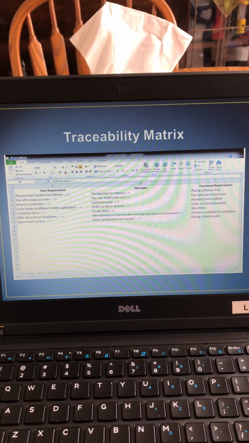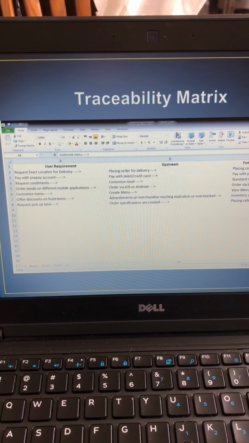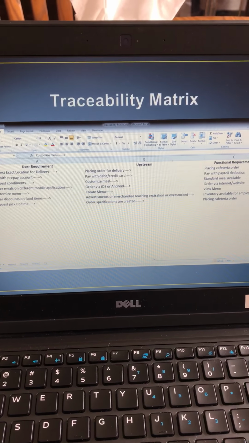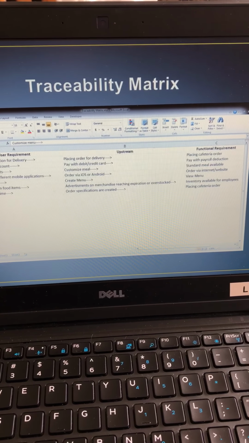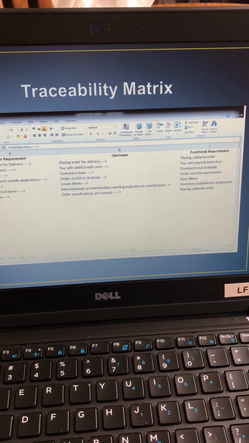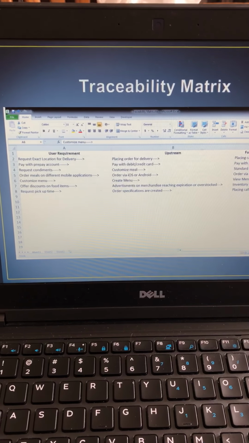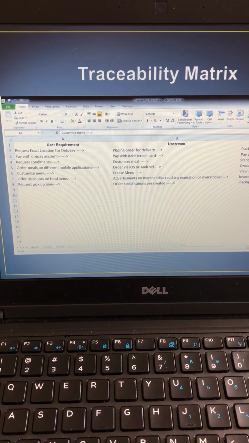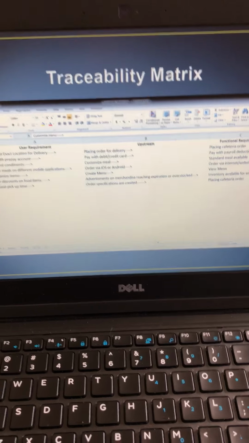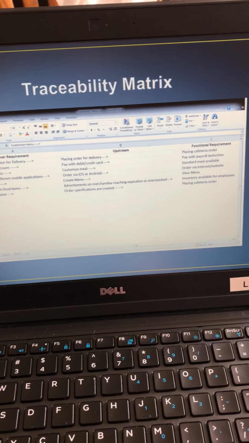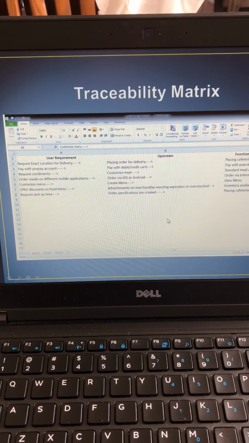So I made a simple traceability matrix. Sorry if it's hard to see. So for the user requirement I have, it would be request exact location for delivery. To move upstream from that, it would be that the system allows for placing an order for delivery, and the functional requirement would be that we can place a cafeteria order. So that would be the original one. For one of the more advanced user requirements, we would pay with a prepay account. The requirement prior to that would have been that we were able to pay with a debit or credit card, and before that it would have been to pay with the payroll deduction.